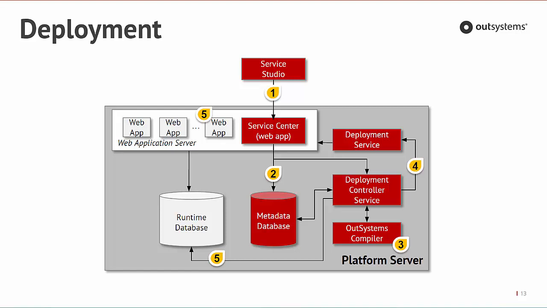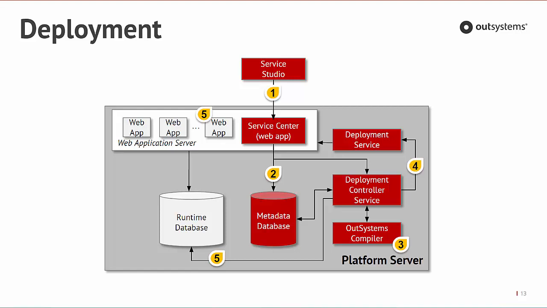The deployment controller service is responsible for coordinating the entire process. It's running in the controller, and the service is responsible for compiling the modules, transforming them from the visual module created with Service Studio into a web application that can be deployed in an application server. At the same time, it makes sure that the corresponding data model is updated in the platform database. This service is also responsible for the coordination of the deployment of these applications across all front ends in the platform server installation.